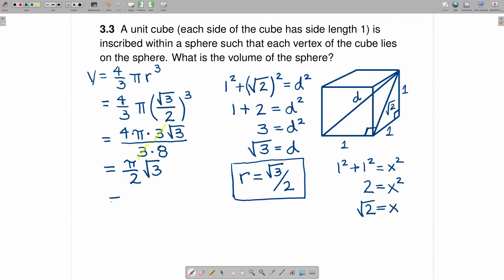Now, if you want to know exactly what that volume is, you could put that into a calculator, and at least to 3 digits, this will be 2.72 for the volume of the sphere.